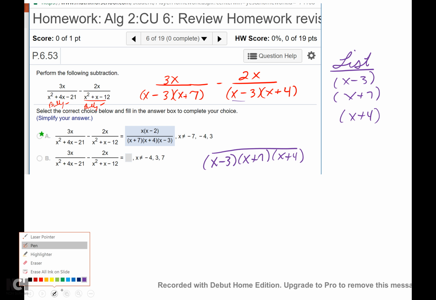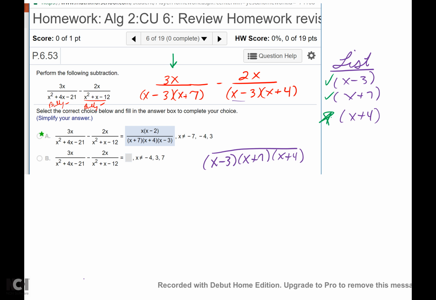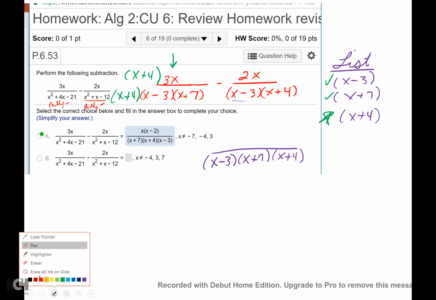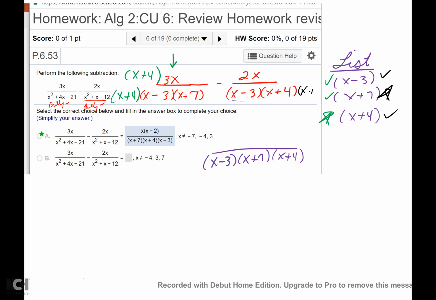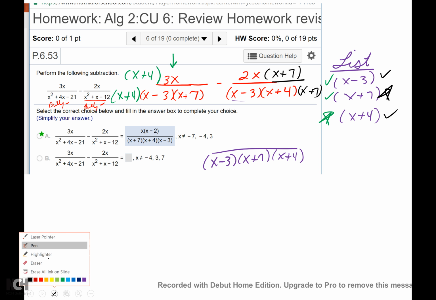Okay, so now you go and you make their denominators look like hers. First girl has the x minus 3 and the x plus 7. She's missing an x plus 4. So I give her an x plus 4 on top and on bottom. My second girl, she's got the x minus 3 and the x plus 4. She's missing an x plus 7. So give it to her on top and on bottom. And now check to make sure. Do your denominators match? Yes, they do. They all three have the same bottoms.